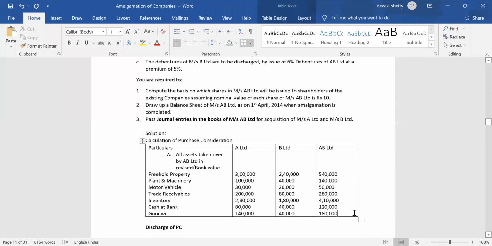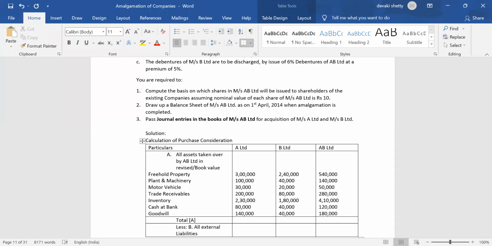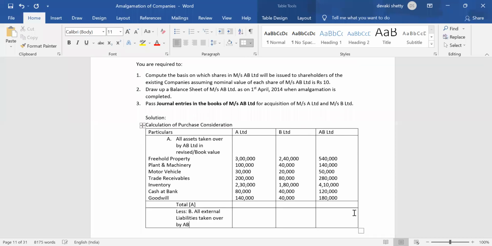Now, next is liabilities. This will be total of A, next is B. Less: external liabilities taken over by AB Limited in revised or book value.